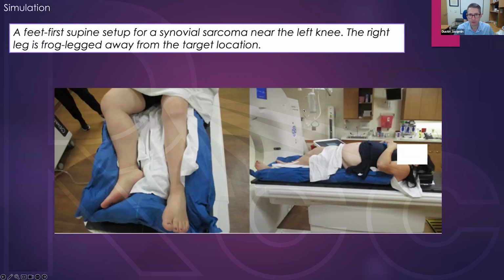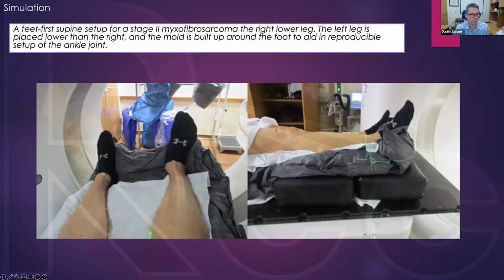Here we have a synovial sarcoma of the left knee. And the right leg here is frog-legged away from the target volume. So this is a nice practice if you're treating close to the knee. You can pull the opposite leg away. Here we have a feet first supine setup for a sarcoma of the right lower leg. And again, the left leg is placed a little bit lower than the right to allow the partial arc to cross to the opposite side a little bit more.